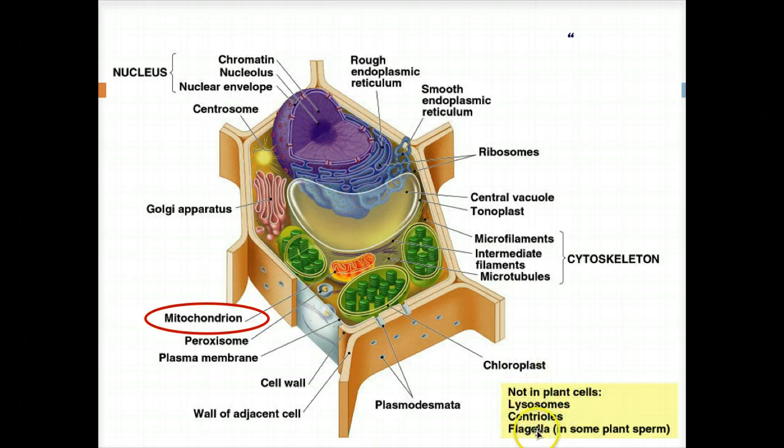Down here in the bottom right-hand corner, you'll see there are also several structures here that are not in the plant cells that we did see in the previous slide of the animal cell. Plant cells do not have lysosomes, they do not have centrioles, and they do not have flagella for the most part.